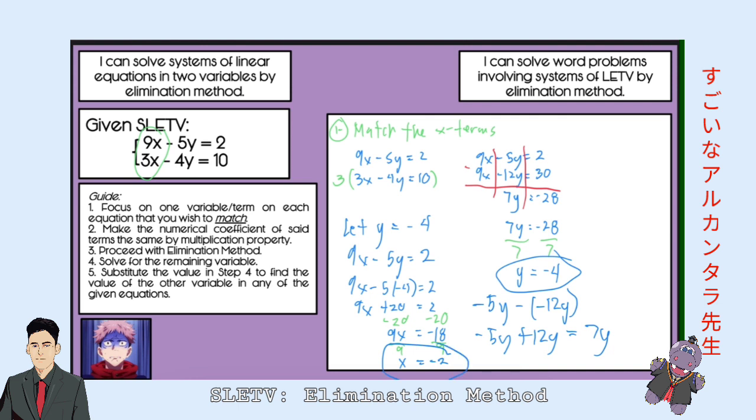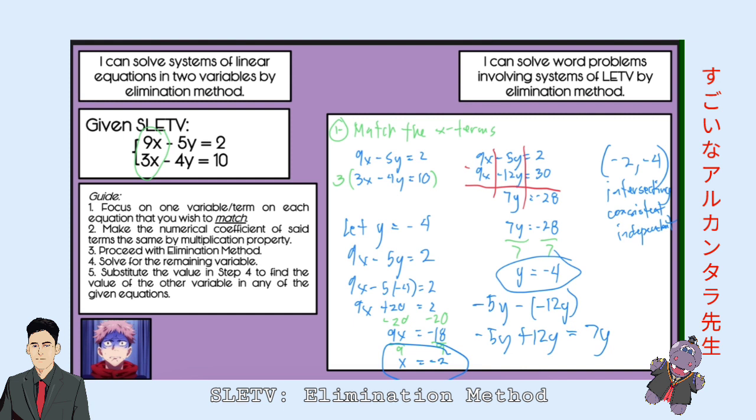So your ordered pair can be found at, why did I write x? This should be negative 2, negative 4. So this is intersecting lines. This is consistent. And at the same time, this is independent. So that's how it works. Again, if you want to try and match the y variables, there's nothing wrong with that. You may multiply the first equation by 4, the second one by 5. Then you could continue from that one to eliminate a certain variable.